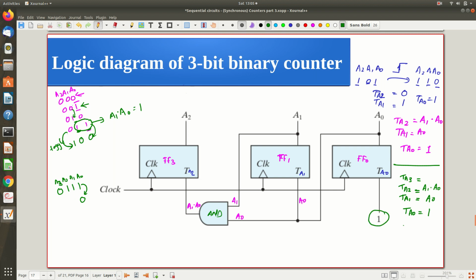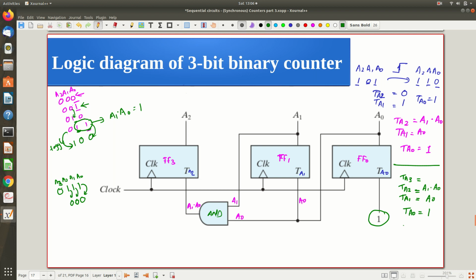And what about TA1? TA1 is actually A0, and you know A0 is 1, so because A0 is 1, this flip-flop will also toggle, and that will change this 1 to 0 again, and that bit is toggling. And now what about your TA2? TA2 is A1 dot A0. Now you can see that both A1 and A0 are 1, so their AND operation will give you 1. So that makes this flip-flop toggle, because TA2 is now 1, so that will toggle this A2 bit also, right?